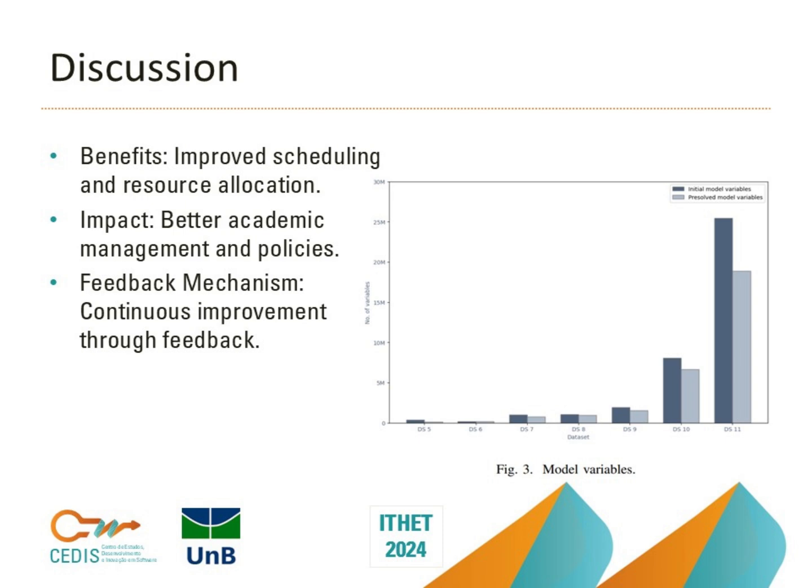For example, in dataset 11, the number of variables dropped from over 25 million to about 18.9 million. This reduction is crucial as it simplifies the model and allows the solver to handle larger datasets more efficiently.